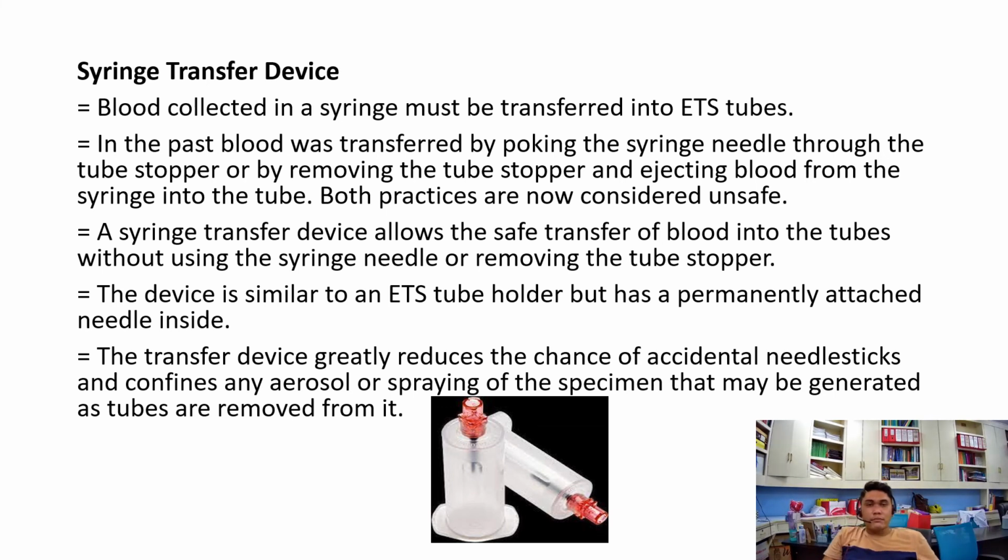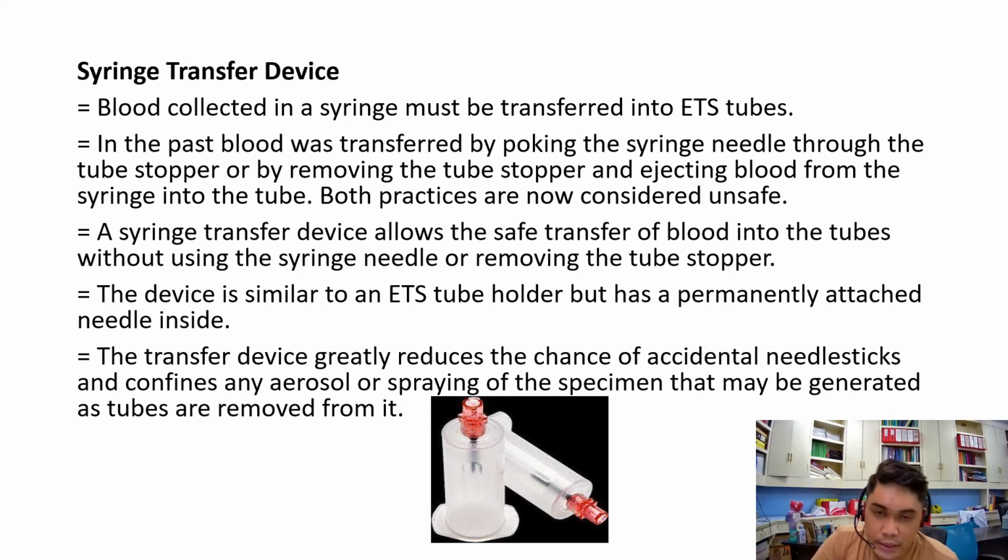So in the past, blood was transferred by poking the syringe needle through the tube stopper, or by removing the tube stopper and injecting blood from the syringe into the tube. Both practices are now considered unsafe because for the first technique, poking the syringe through the tube stopper, you're increasing the chance of needle stick injury. And for the second technique, removing the tube stopper and injecting blood, you're increasing the possibility of exposure to blood. Okay, so to avoid those hazards, that's why there's a syringe transfer device.